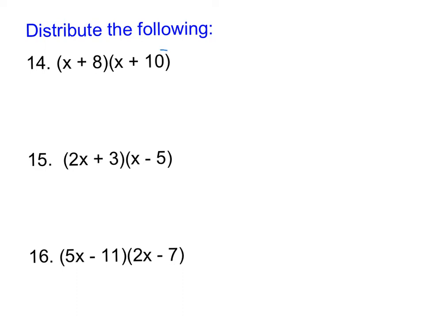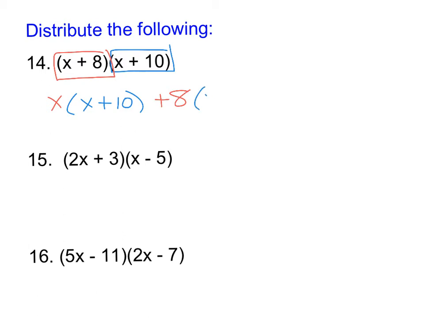So I'm going to do the first one with the color because I've been doing these with colors to help, and then the other ones I won't. So I need to distribute my x to my x plus 10 and the 8 to the x plus 10. So I get x squared plus 10x, and then this side we get 8x plus 80.